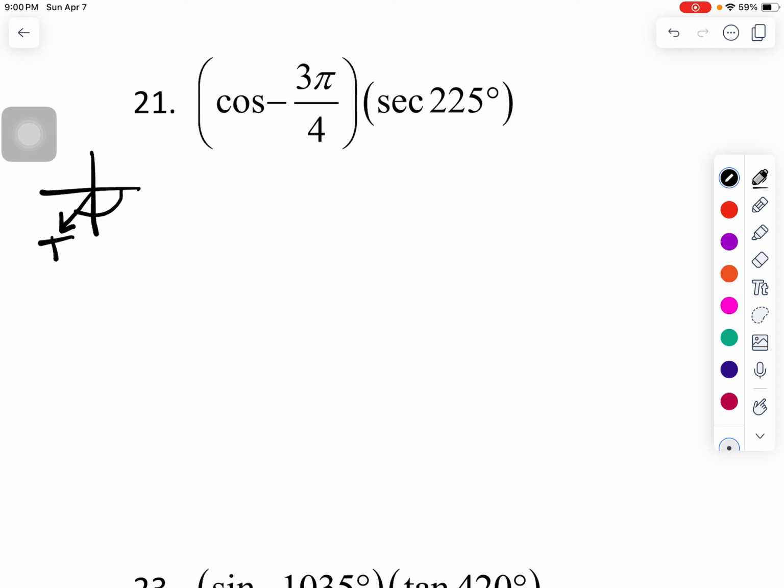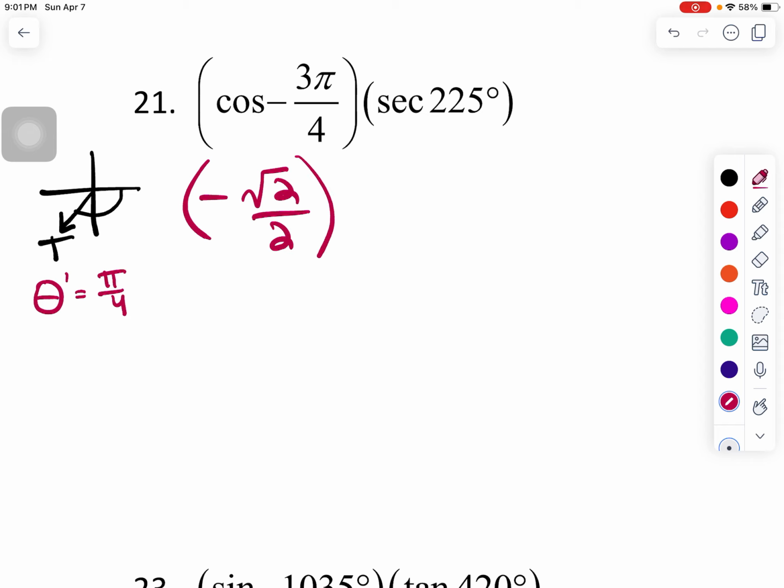So yes, tangent's going to be positive, but that means that my cosine is going to be negative. My reference angle is going to be pi over 4. So the cosine of pi over 4 is going to be root 2 over 2.